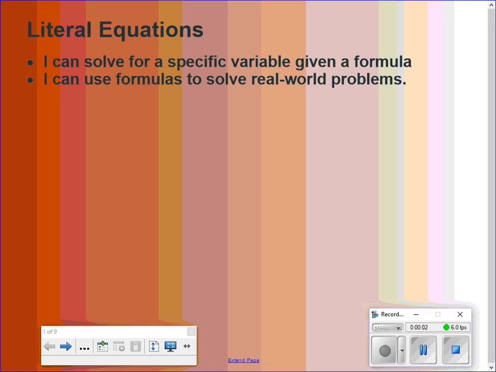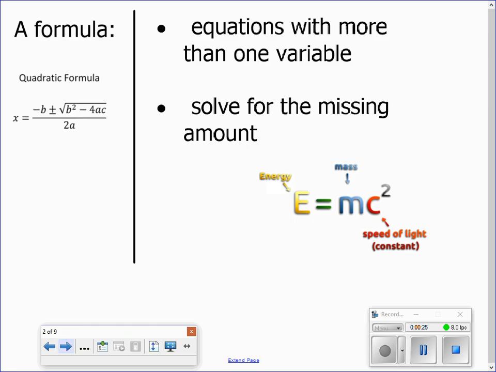In this lesson, we're going to be talking about literal equations. By the end of this lesson, you should be able to solve for a specific variable when you're given a formula or an equation, and use formulas to solve real-world problems. A literal equation is an equation where you're not solving for a specific numerical answer, but instead you're going to be solving or manipulating the equation for a particular variable.